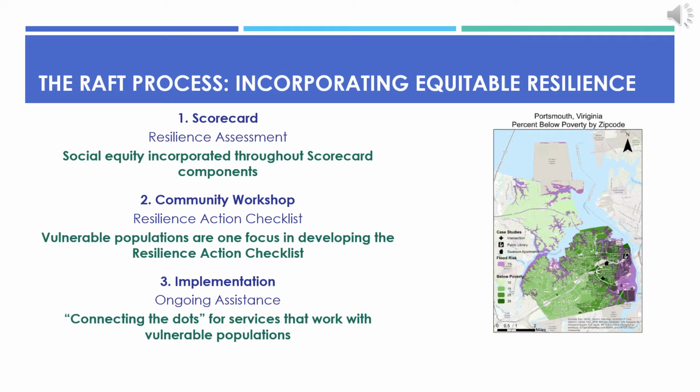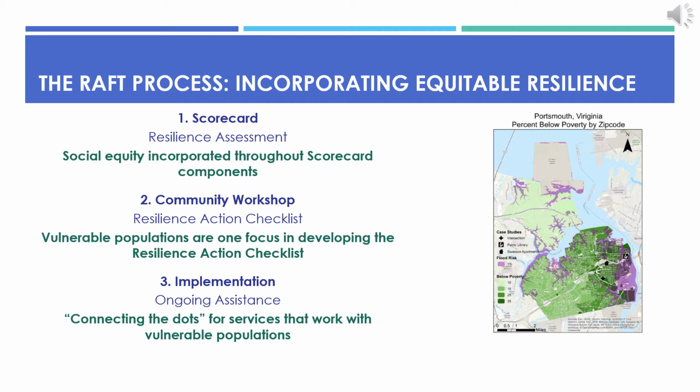The RAFT process has three parts, and social equity is integrated into all three parts of the RAFT process. The first component of the RAFT process involves assessment of the locality's resilience via the RAFT scorecard. Social equity is incorporated through the 5 categories of the scorecard. From assessment, localities move on to developing their resilience action checklists, and the community workshop process to develop this checklist emphasizes vulnerable populations as one focus of action.